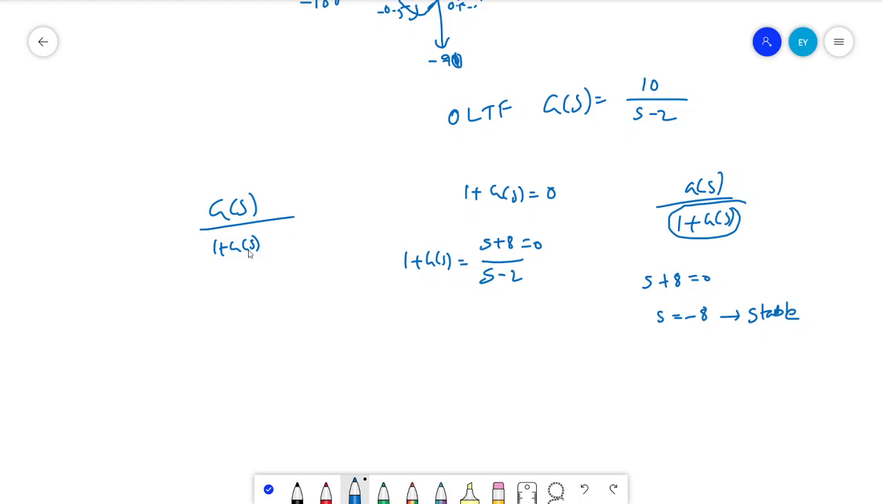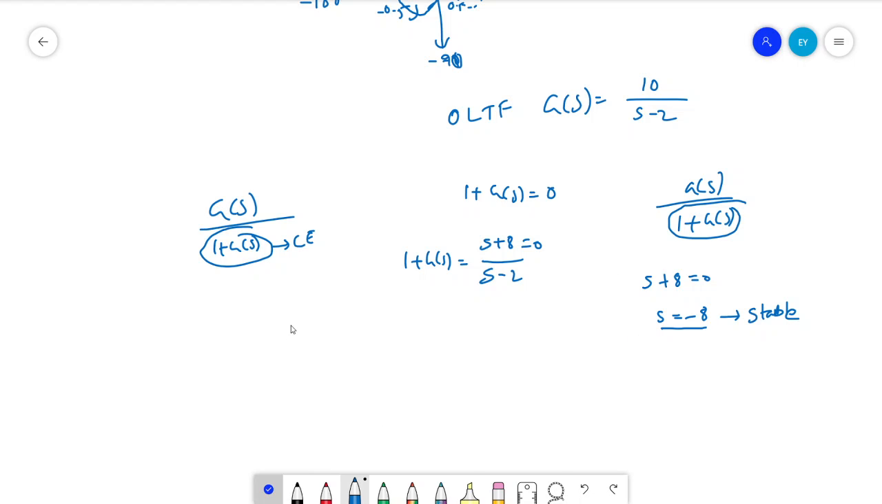And if you substitute g of s here, the denominator factor is nothing but the characteristic equation. So the characteristic equation is nothing but s plus 8 divided by s minus 2. Equate it to 0, so that the pole you get here is s equals minus 8. So by just adding a k value of 10 to that open loop transfer function, you are getting a stable pole from the unstable pole. The pole is a stable pole, right?